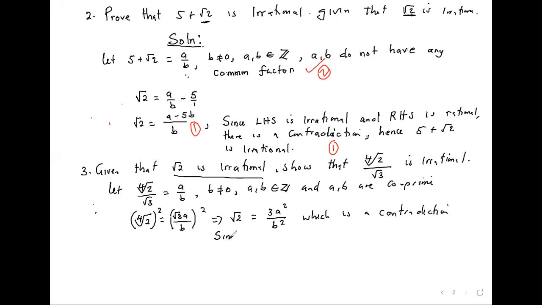Since the left-hand side is irrational, and the right-hand side is irrational. Hence, the fourth root of this guy over this is irrational. That's how you show it.